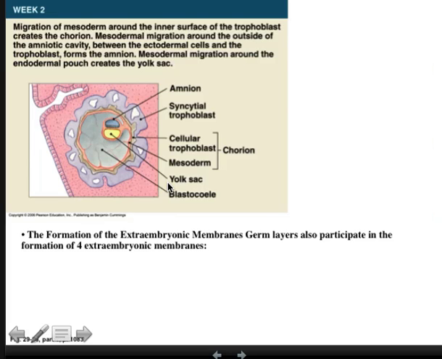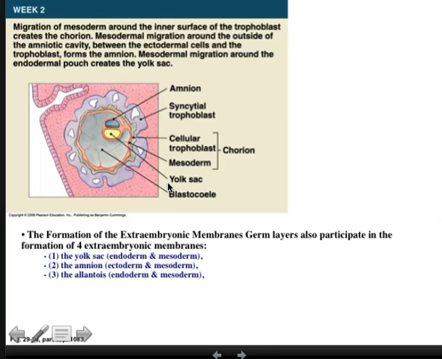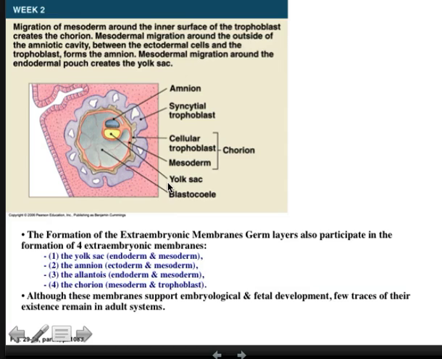Okay. Next we have formation of the extraembryonic membranes. There's three of them. Well, four of them actually. So the germ layers participate in the formation of these membranes. The yolk sac is made up primarily of mesoderm and endoderm, the amnion, ectoderm and mesoderm, the allantois, endoderm and mesoderm, and finally the chorion, mesoderm and trophoblast. Although these membranes support embryological and fetal development, few traces of their existence remain in the adult system. You do find some things. They primarily exist as ligaments, but they're not major components of adult physiology.